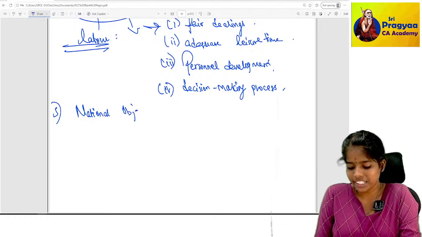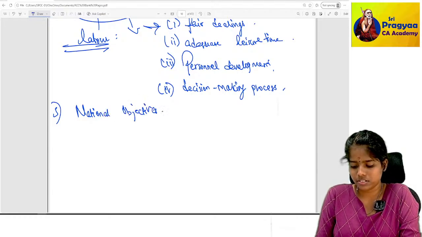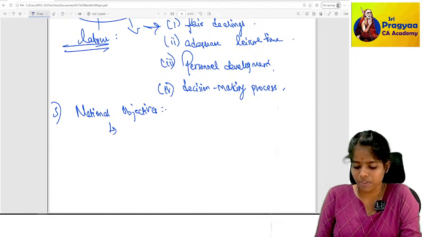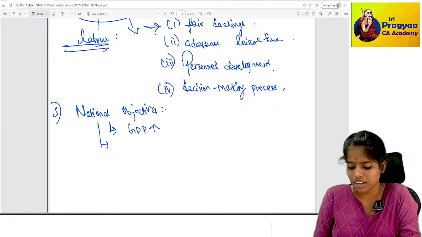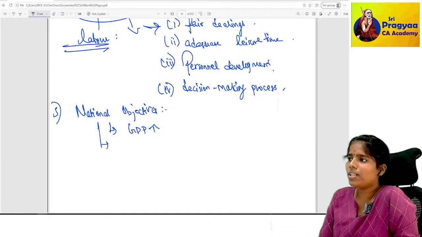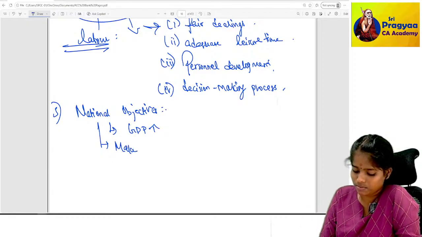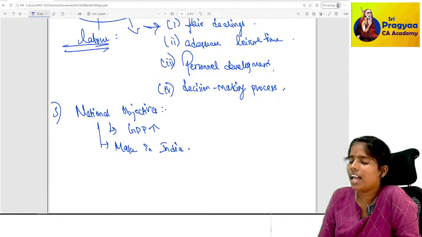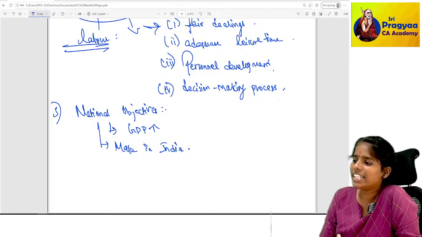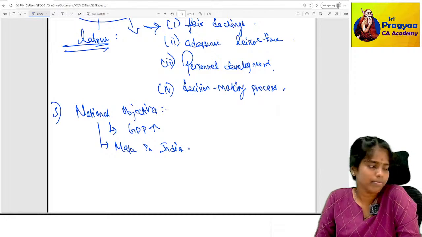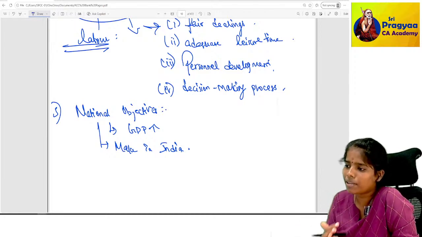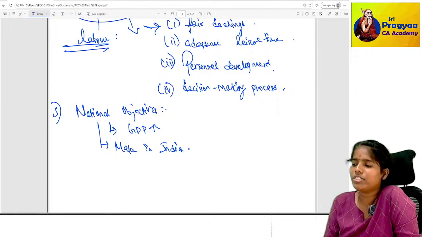Next, national objectives. I need to increase the gross domestic product of my country. I need to support all the policies which are there as national policy. For example, Make in India. I have to support these policies. I will have to go hand in hand with the national policy. I have to incorporate national policy in my day-to-day activities also.